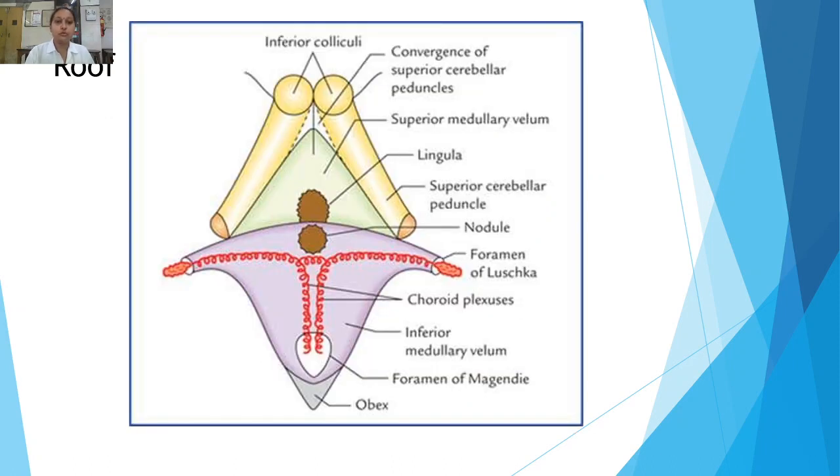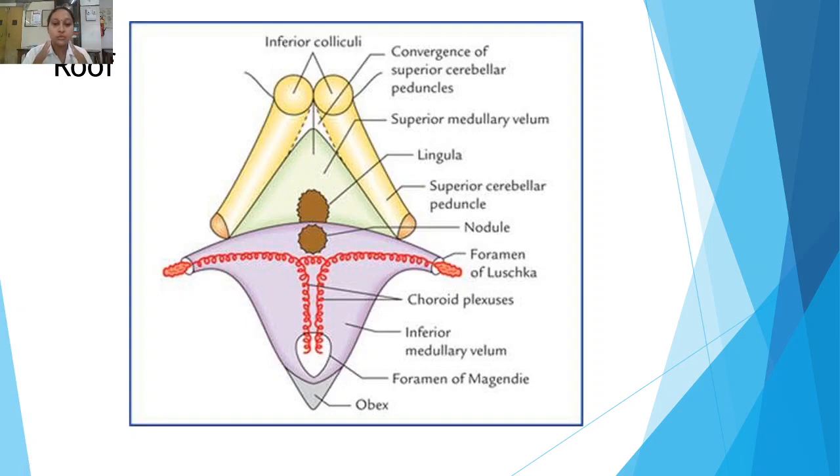Now let us move to the roof. The roof is formed by convergence of the superior cerebellar peduncles. Here you can see these are two superior cerebellar peduncles and they are converging. The two superior cerebellar peduncles are moving upwards.